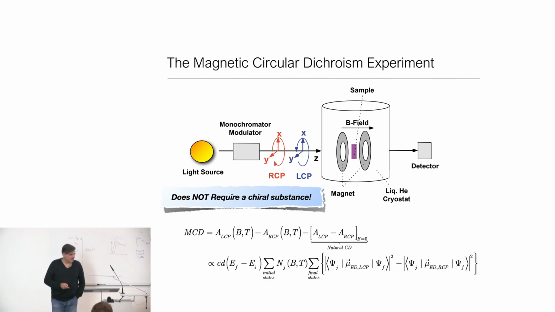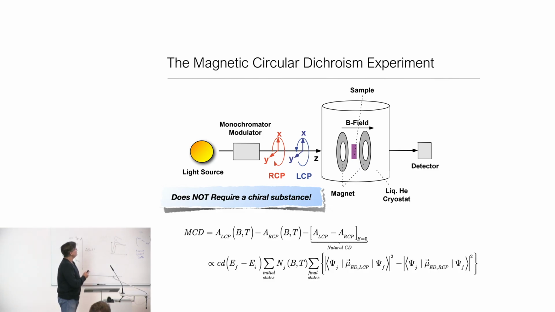And the way it works is the following. Instead of using linearly polarized light, you use circularly polarized light. At first glance, it is simply the same as a standard CD experiment, just in the presence of a magnetic field. And by and large, that is what it is. However, it is a way more elaborate experiment for experimental reasons that I will go into in a moment.